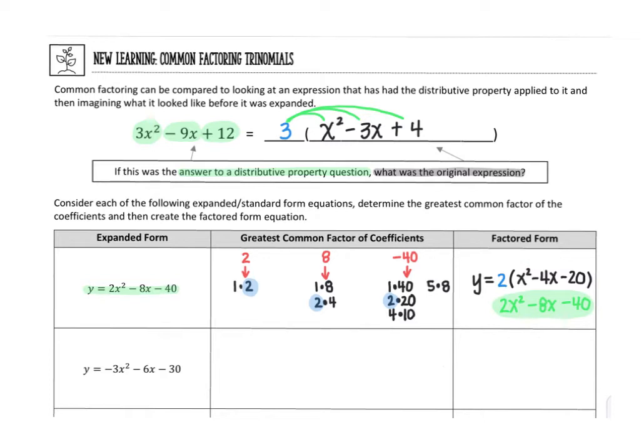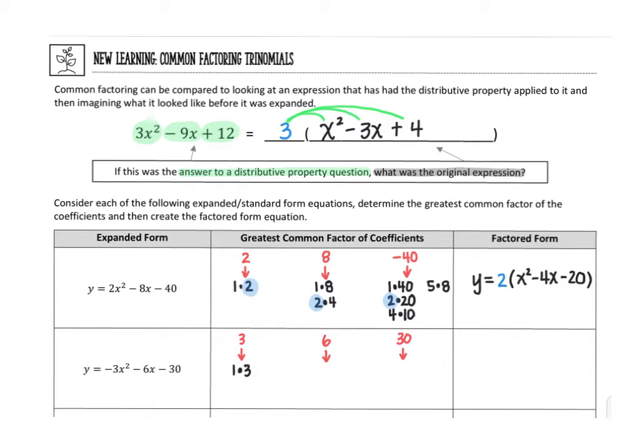In our second example, we have the coefficients of 3, 6, and 30. Notice that I'm ignoring whether they're positive or negative because the greatest common factors are really irrelevant in terms of whether it's a positive or a negative. The factors of 3 or of negative 3 would involve a 1 and a 3.